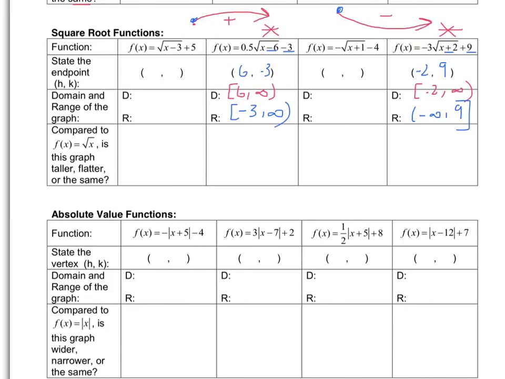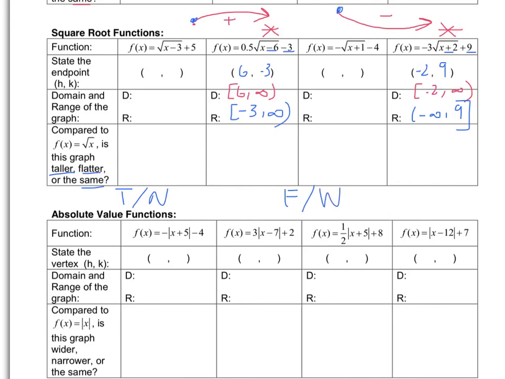Now as for whether it's taller, flatter, or the same, taller means it's going to be vertically stretched, so it's the same as narrower. Flatter is the same thing as vertically compressed or vertically shrunk. It's the same as wider. So taller and narrower go together, and flatter and wider go together. So this is going to be a W.